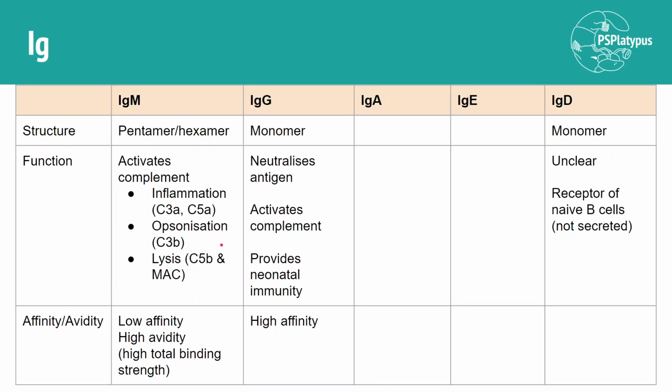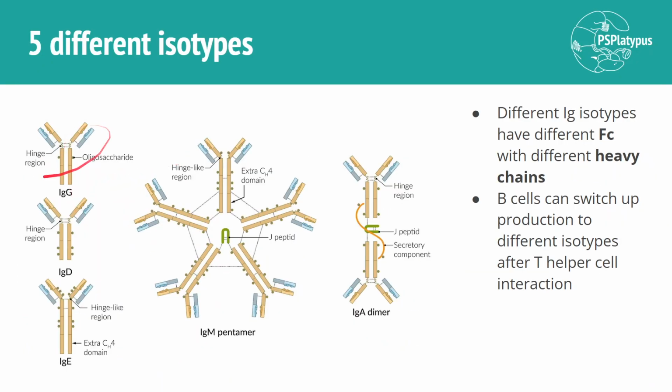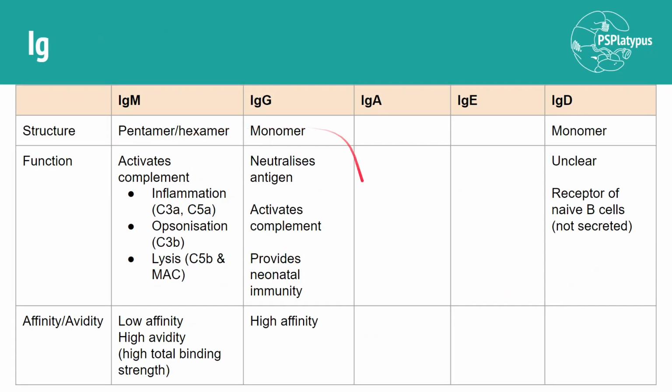IgG is a monomer over here. It's going to be the second one that's produced in response to an infection, and it has a much greater affinity than IgM, and it basically does everything that we want an antibody to do. So it can neutralize the antigen by itself, it can use complement, and it's also transmitted such that it provides neonatal immunity.